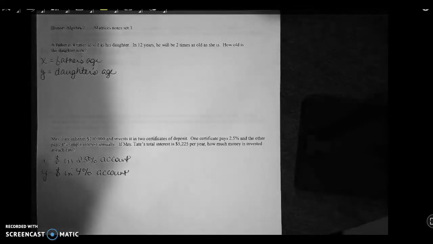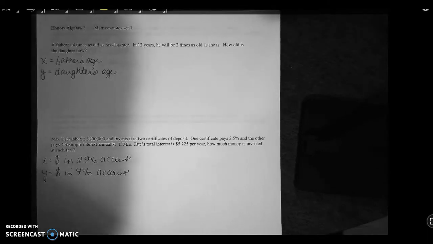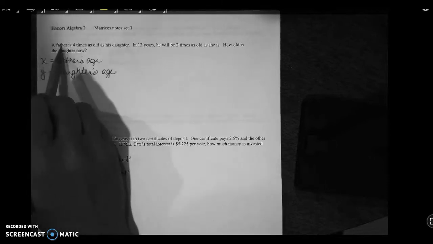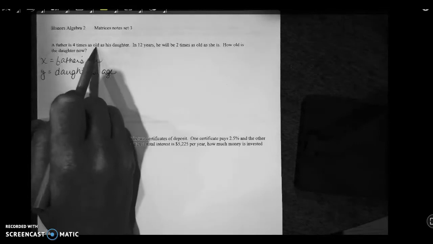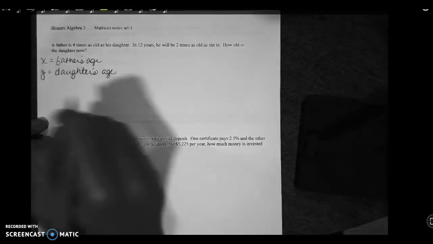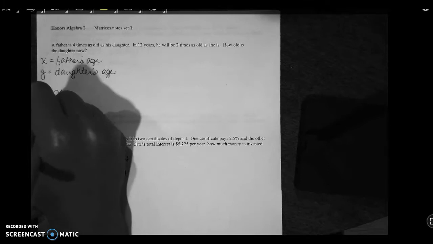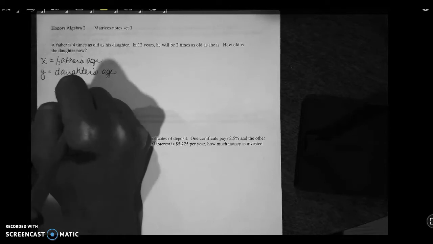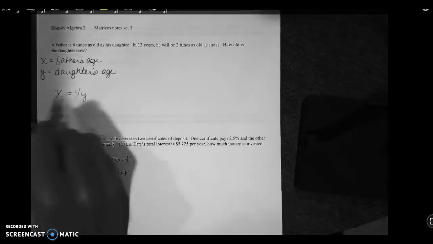So in our first problem, a father is 4 times as old as his daughter. In 12 years, he will be 2 times as old as she is. How old is the daughter now? So I have two unknowns. I let X be the father's age and Y be the daughter's age. Let's take this first sentence: a father is 4 times as old as his daughter. So father, X, is 4 times as old as his daughter. And ask yourself, does that make sense, that dad's age would equal 4 times the daughter's?